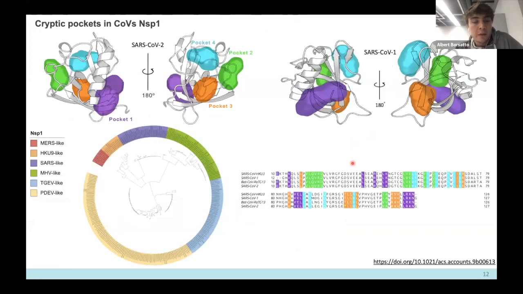We moved on to look at homologous proteins of NSP1. And we basically saw that the residues lying in pocket 1 were quite conserved across different coronavirus genera. So in principle, if we develop something that binds to that cryptic pocket that we identified with SWISH, we should also be able to target different COVID genera.